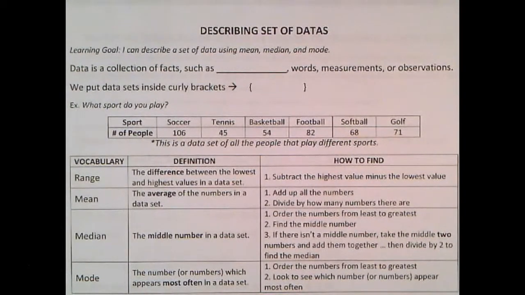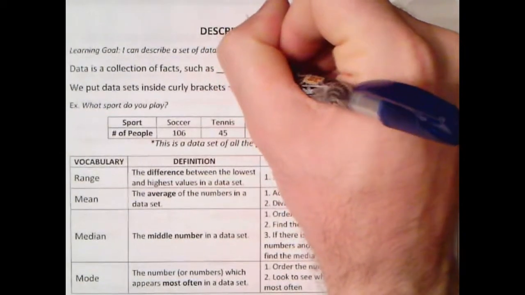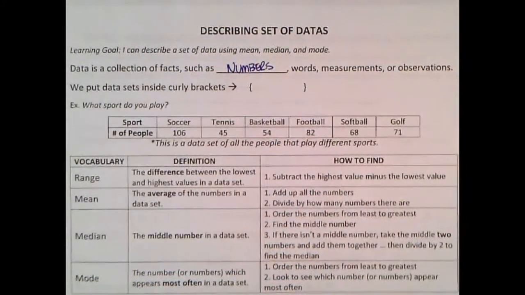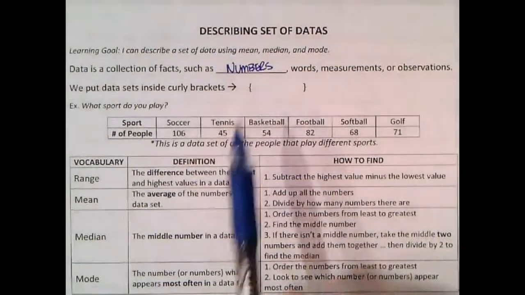What we're going to do, though, is take a look at the fact that we're talking about data and some other things that we can figure out from the data. Data is a collection of facts such as numbers, words, measurements, or observations. Two ways you can show that data set.